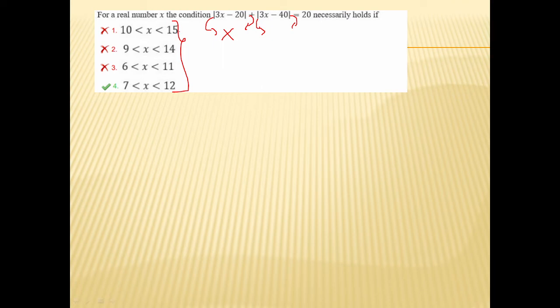See, first of all, figure out the options. You can see that there is no 8 here, there is no 8 here, isn't it? So put x equals 8. We put x equals 8. 8 to 24 minus 24 plus 8 to 24 minus 14, 16 satisfies. Option 1, option 2 is gone.